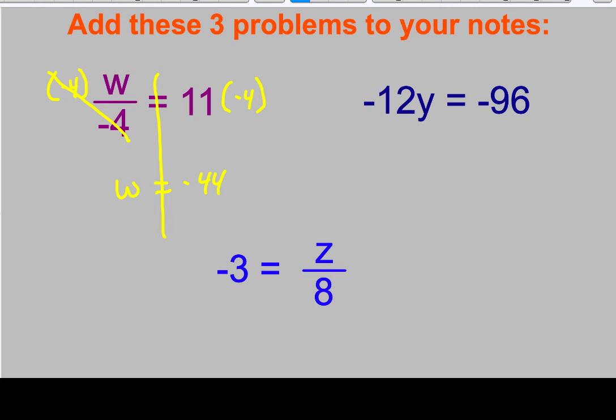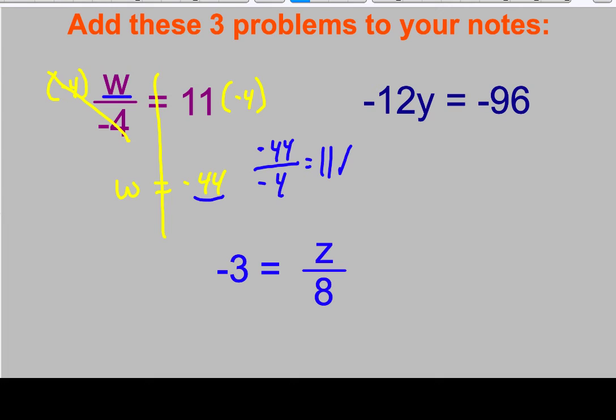A quick check. -44 divided by -4. I just plugged my -44 in for w. A negative divided by a negative is a positive. 44 divided by 4 is 11. So I'm good.